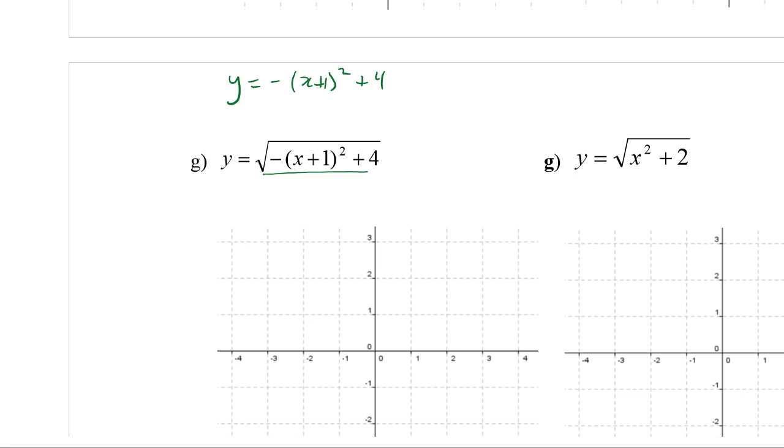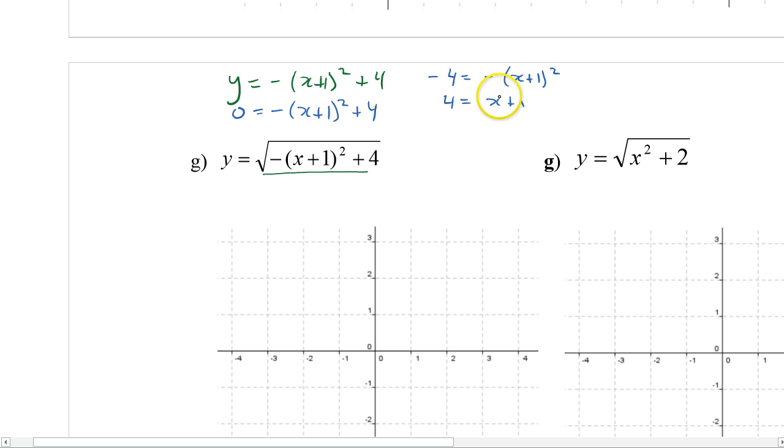And you'll recall we found it was very beneficial to find the x-intercepts by setting y to 0 first of all. So if I do that, I'll get 0 is equal to negative x plus 1 all squared plus 4. I'll subtract 4 from both sides. Maybe I'll work off to the right here. I'll get minus 4 is equal to negative x plus 1 all squared. Multiplying both sides by negative 1, I get 4 is equal to x plus 1 all squared. And now when I do the square root of both sides, I'll get plus or minus 2 is equal to x plus 1. So now it diverges into two versions here.